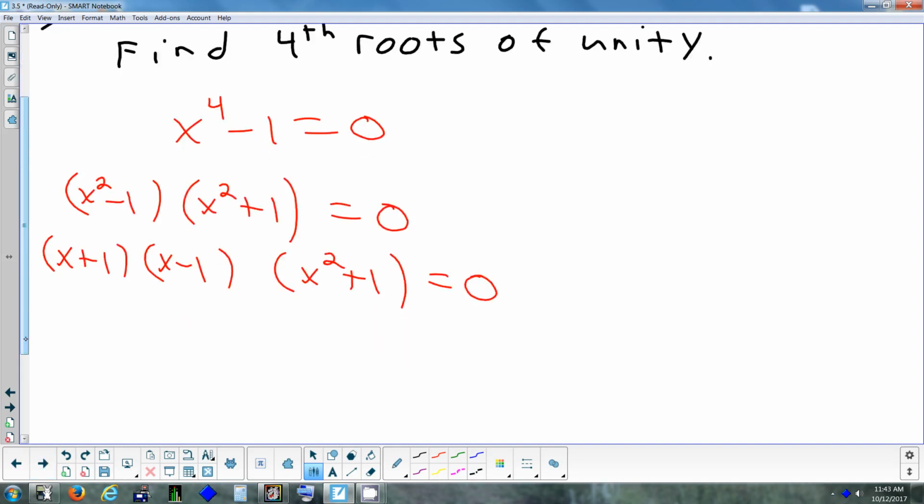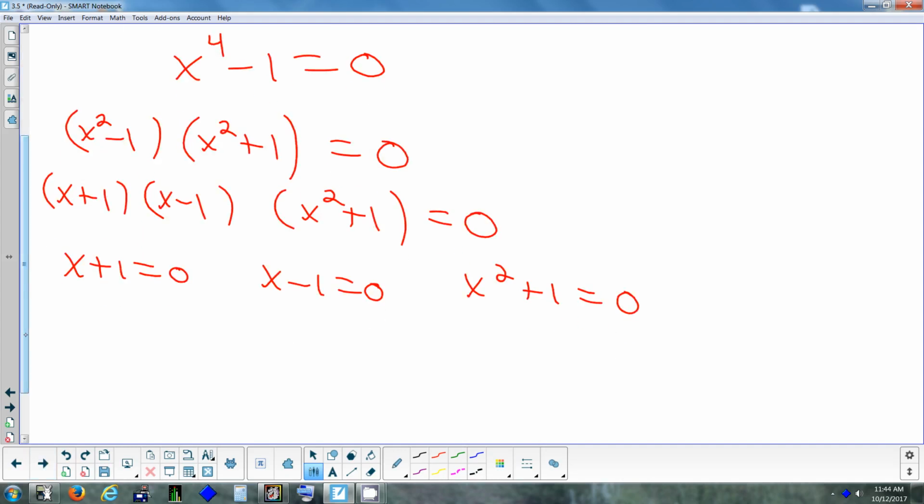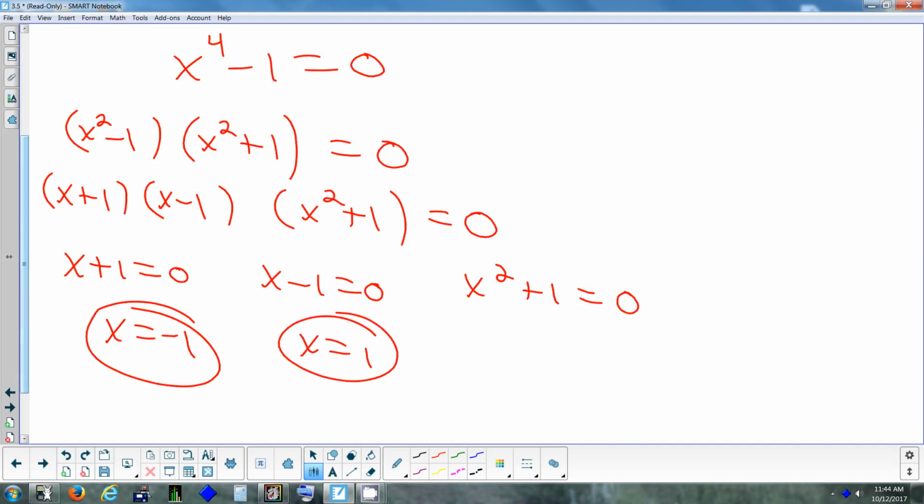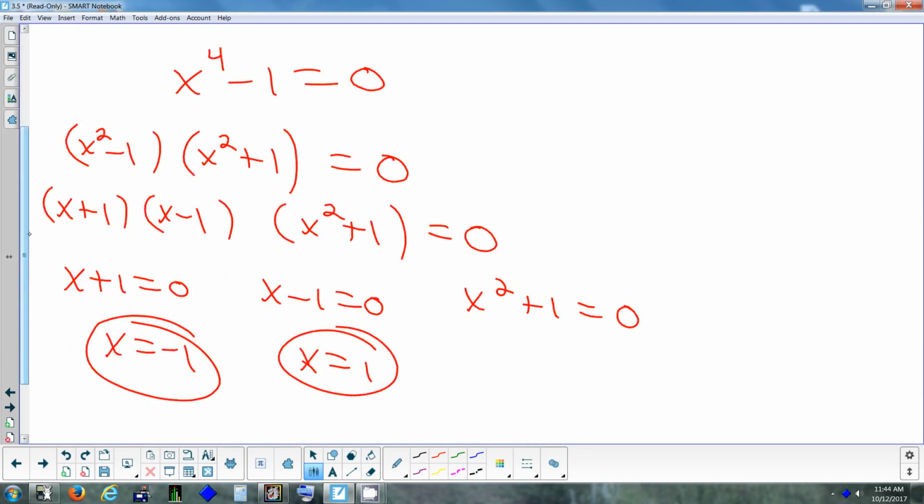Now, just set each of those factors equal to 0 and solve. So we get x plus 1 equals 0, x minus 1 equals 0, x squared plus 1 equals 0. What do we get when we solve the first one? -1. What do you get when you solve the second one? +1. That's the one answer that the calculator would have given you if you did the problem taking the 4th root. It's the only answer you would have gotten. And here I need to subtract 1 from both sides.